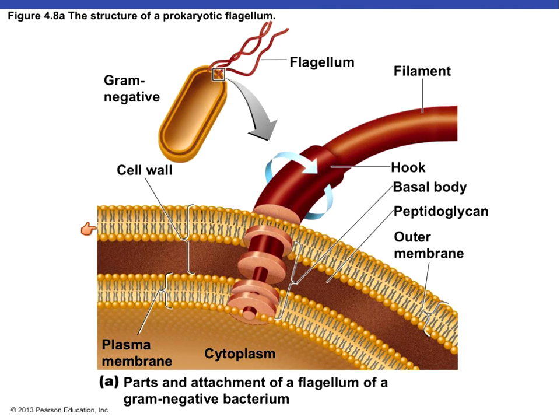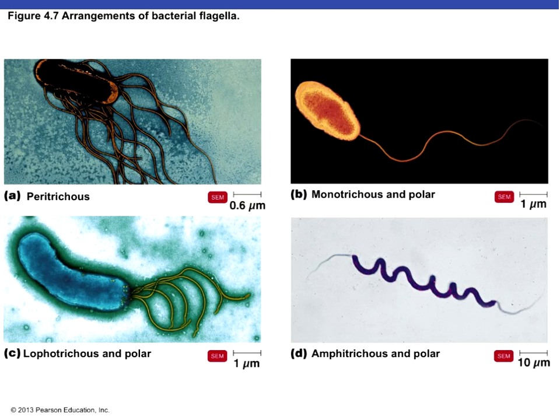It's this outer LPS layer that's the reason that gram-negatives are much more difficult to kill with soaps, detergents, and just run-of-the-mill antibiotics. And it's also the reason that when you gram stain them, the outer layer washes off with alcohol, and we counterstain them with the safranin.